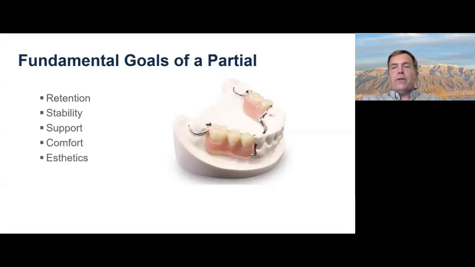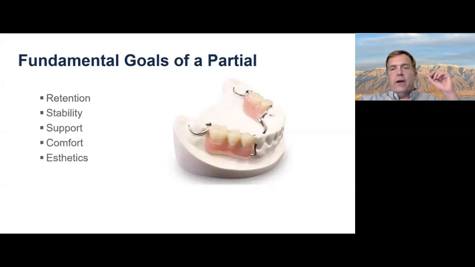Also, we want to make sure the partial itself is well supported. Again, that it has good adaptation to the ridge, good adaptation to the teeth. We want to make sure that the teeth that we're using to support the partial are strong enough mechanically and periodontally to support the amount of teeth that are hanging from them, so to speak. And we want to make sure that our clasp designs don't overload given teeth. And we'll talk about that when we get to the class 1 and class 2 cases.